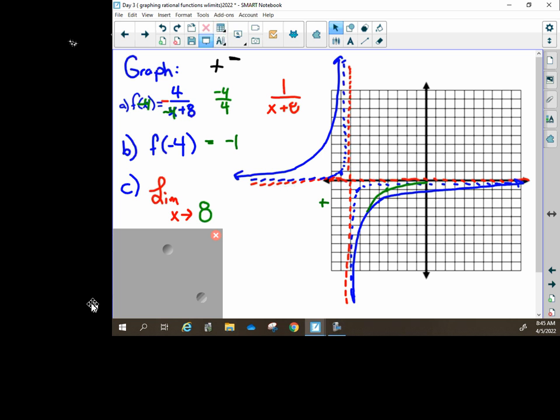You find that answer, I'll walk around and see how you did. Okay, find the limit as x approaches 8.